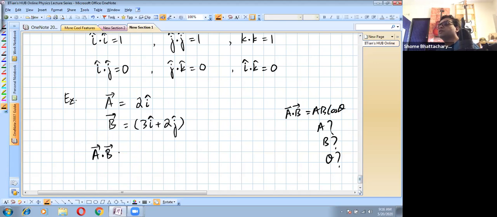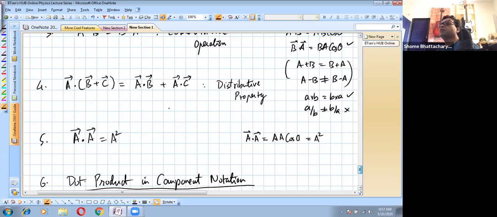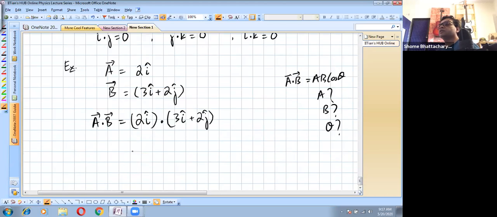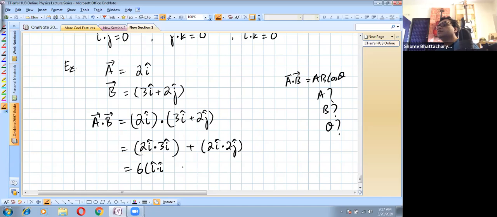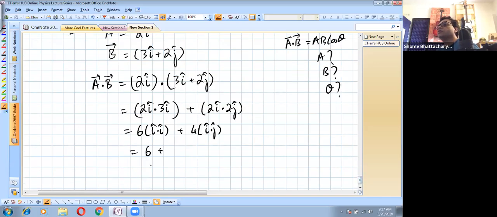Rather we will use the properties of vectors. So we'll substitute A as its given value in component form, and the same for B. Next we will use property number 4, which is the distributive property. So next we just open this bracket. So this is 2 i cap dot product with 3 i cap plus 2 i cap dot product with 2 j cap. So we can write this as 6 into i cap dot i cap, which we know is unity, but also here 4 into i cap dot j cap, which we know is 0. Now we use the properties above of unit vectors. We see this becomes 6 plus 0, or it becomes 6.